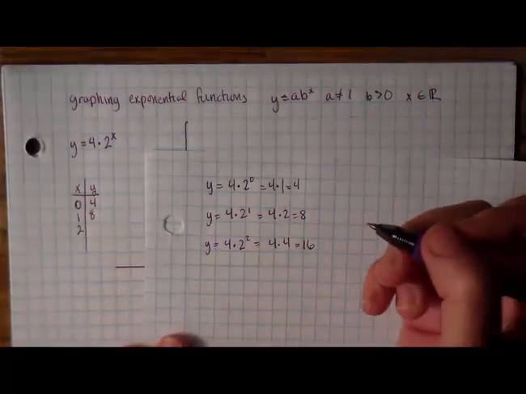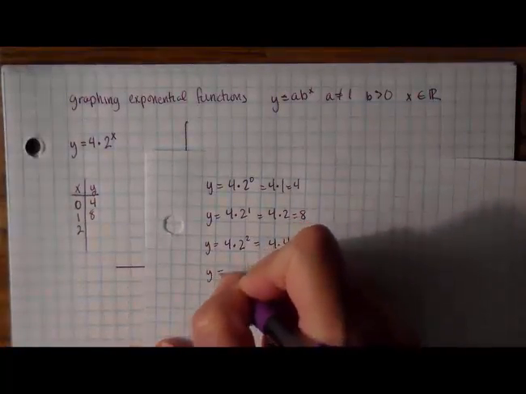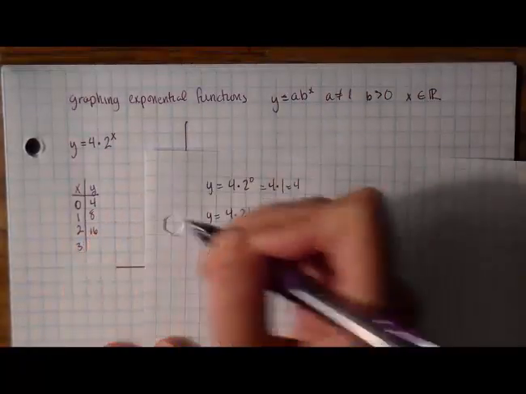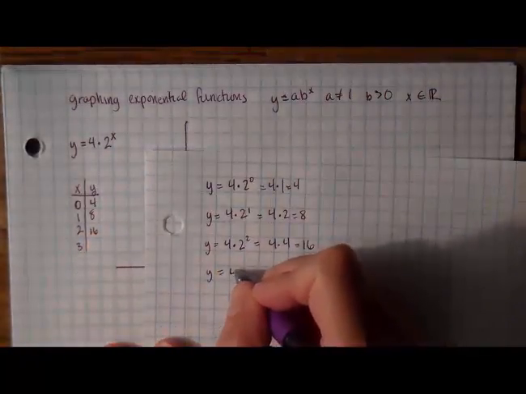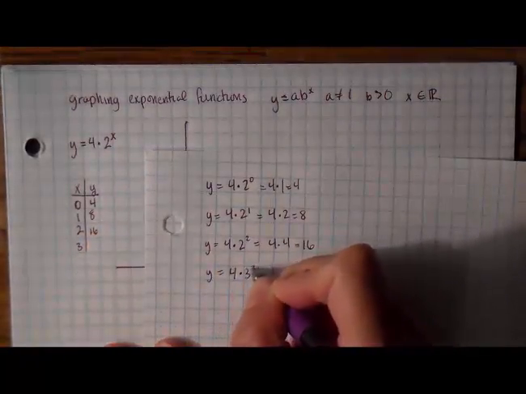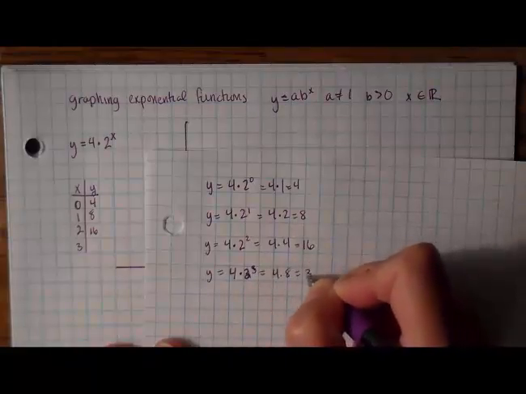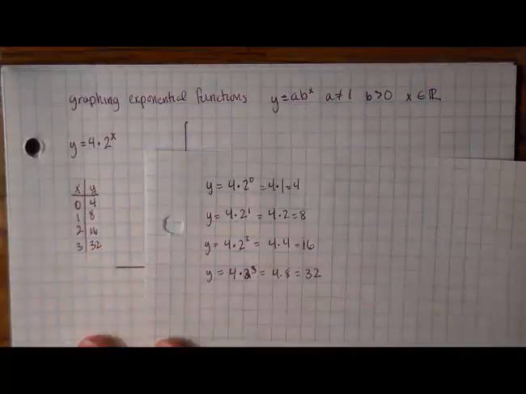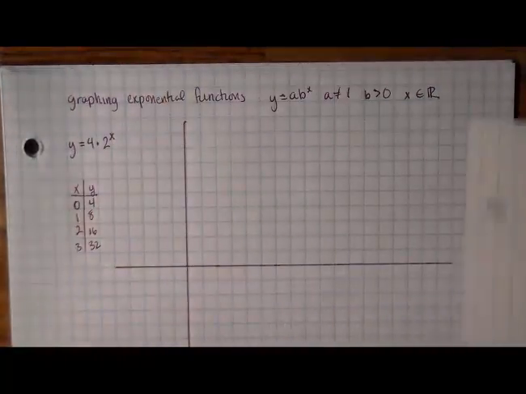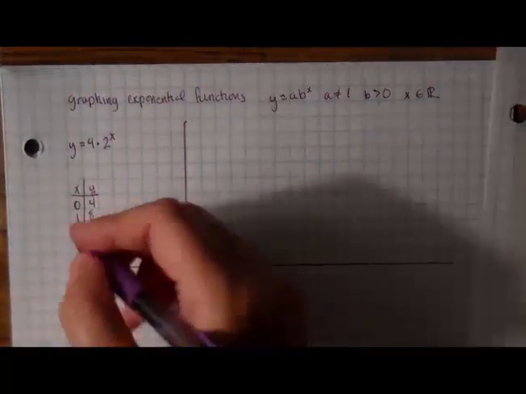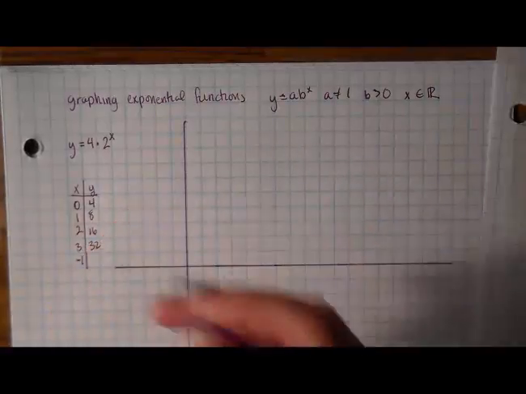And as you can see, I'm growing rather rapidly. That's what happens with exponential functions. We grow really quickly. If I plug in 3, 2 to the 3rd, 4 times 8, 32. Now, I didn't make my graph quite tall enough for that, but I'm going to go ahead and show you what happens if we plug in a negative.